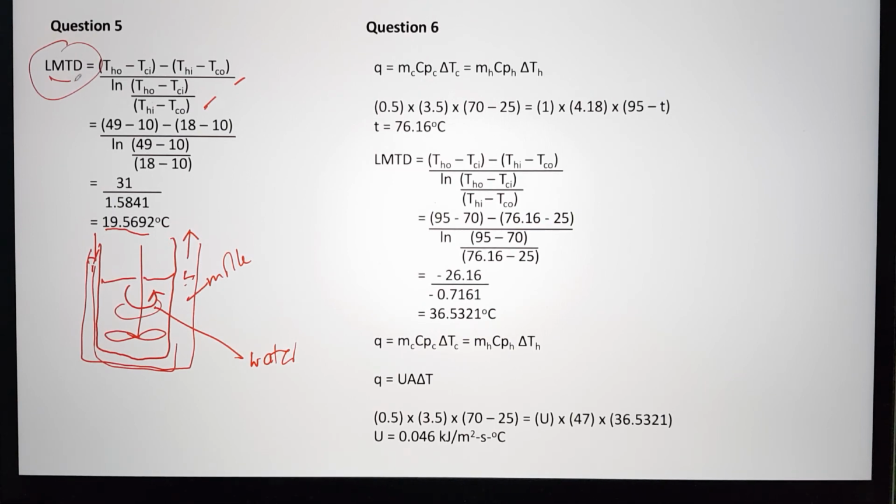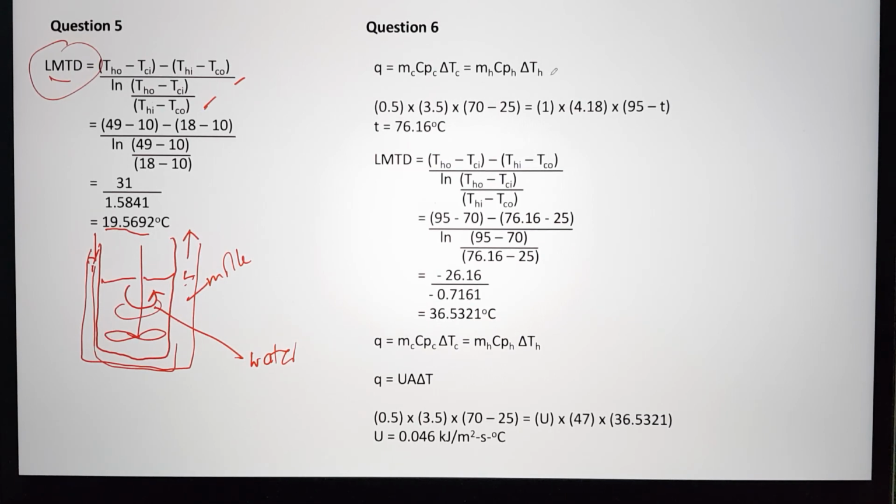So for the value of LMTD, you can use either the co-current or counter current equation, and after that you just plug in all the temperature values given in the problem statement. The final answer of LMTD you should get is 19.5692 degrees Celsius. Now let's move on to question number 6.